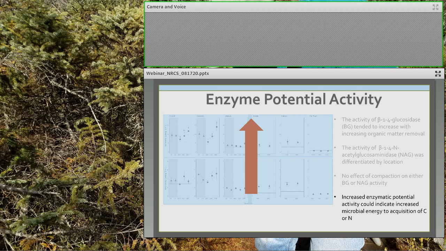Increased enzyme potential, as we saw with BG in those severe organic matter removal plots, may be indicative of increased microbial energy being put towards the acquisition of C, potentially indicating microbes in these plots are C limited to some extent.